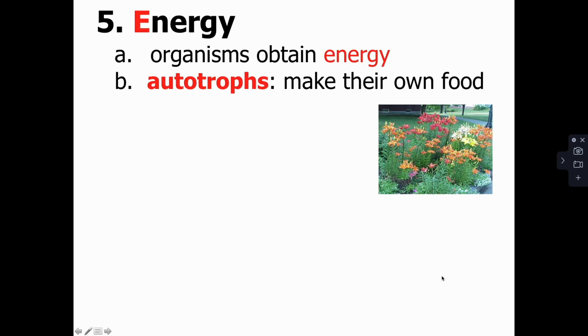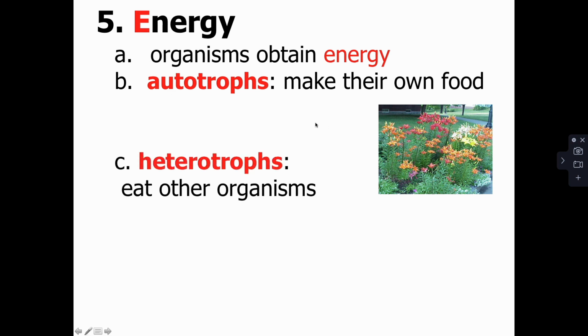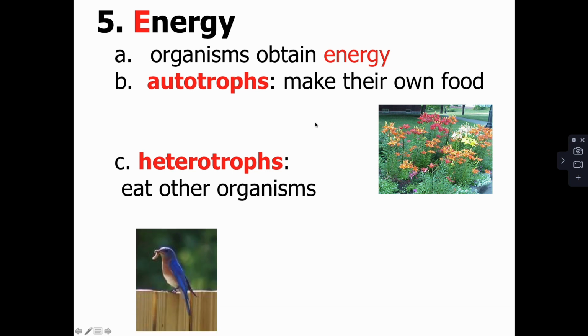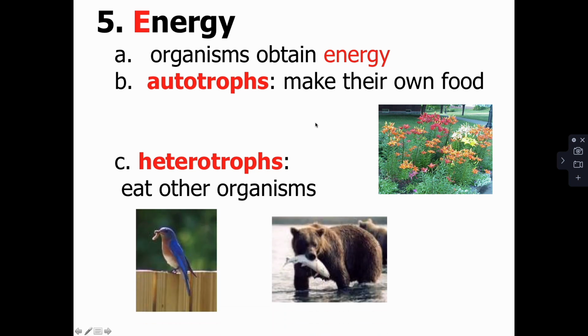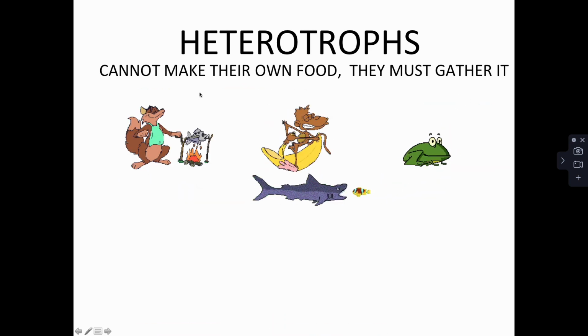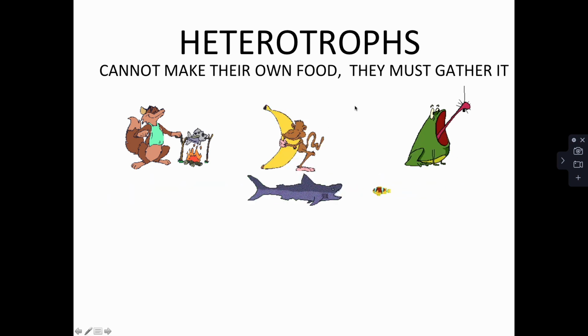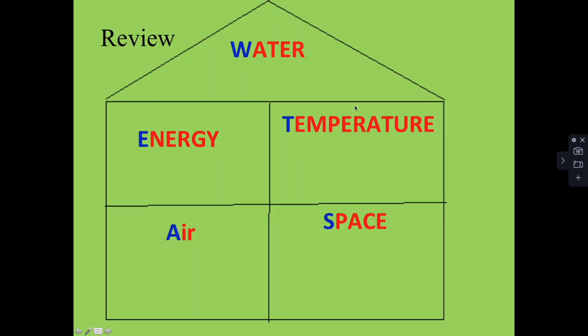All right, we got E left. The last one, they all need energy. We talked about this in characteristics of life also, and it's also a need. Organisms have to be able to obtain energy, whether they obtain it from the sun, they're autotrophs, because they can make their own food like plants, or if they take it from other organisms, they're heterotrophs. They eat other organisms. Heterotrophs have to gather it. They have to get it from other organisms.